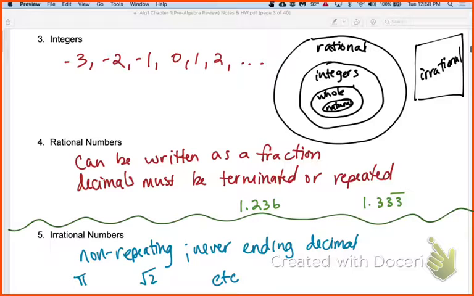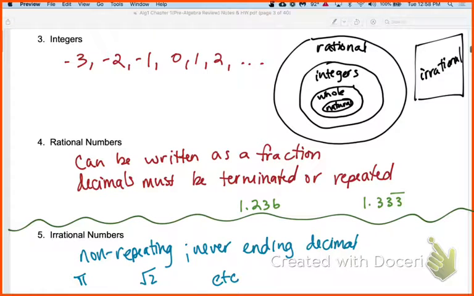So again, rationals would be all of the numbers except for your irrationals, and that's kind of how it's grouped. Irrationals are their own little thing, but an integer is also rational, but it's not necessarily a whole number. So for example, -3 is an integer, but it's not a whole number. -3, however, is rational. Okay?